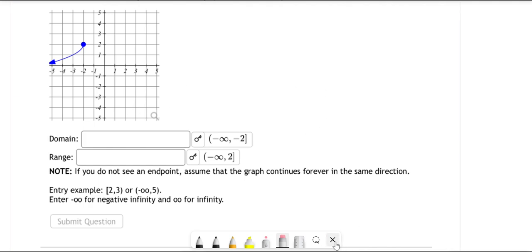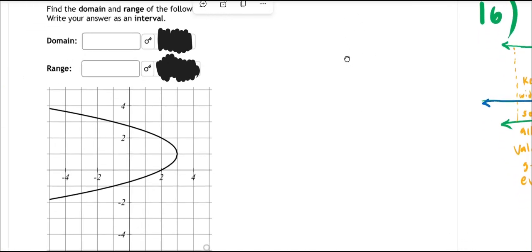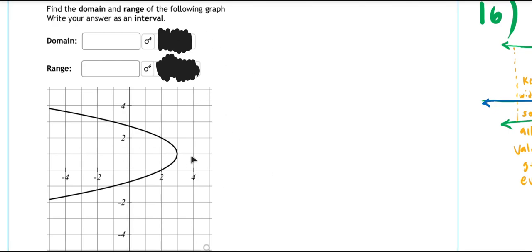Keep that in mind as you go through these questions, that if it sort of looks like a parabola, it's going to keep widening forever, and that affects the range in this way. All right, moving on, question number 16 says, find the domain and range of this graph. Now, this is, again, another thing that looks like a sideways parabola, right? When I said parabolic behavior earlier, this is what I was talking about.